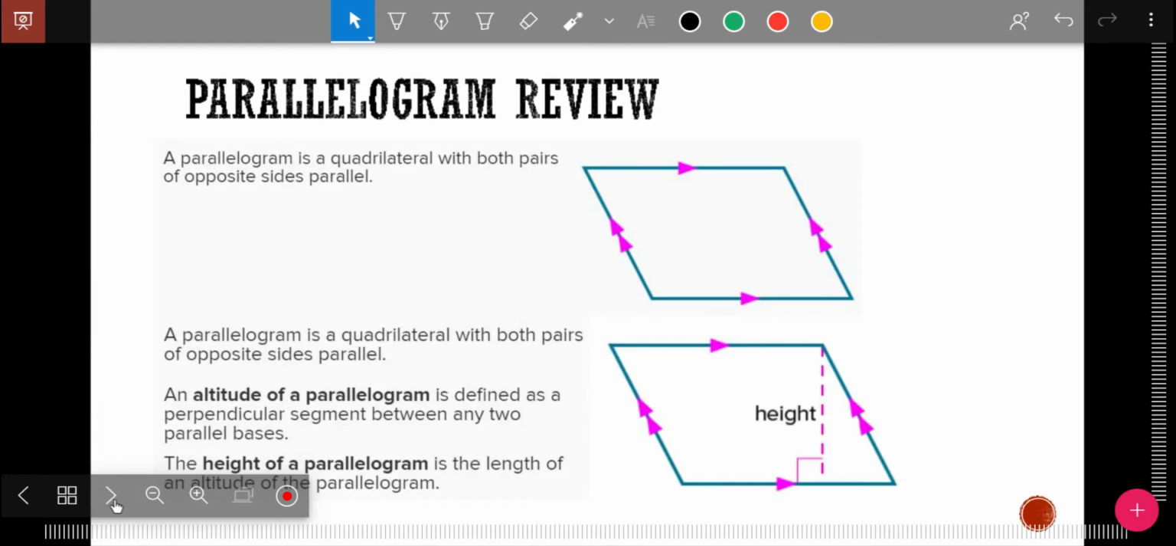And we're going to start with parallelograms. The first thing, let's review what is a parallelogram. These opposite sides here have to be parallel. It's got two sets of opposite parallel sides.